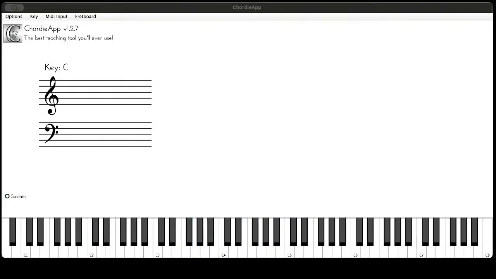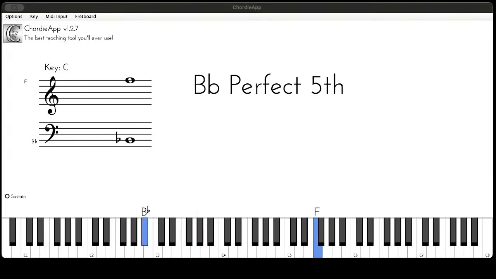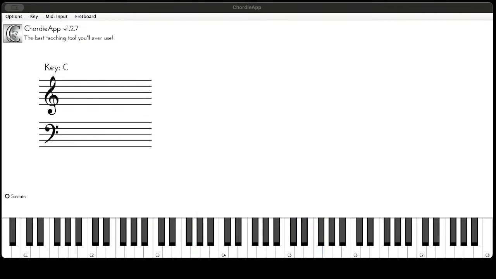Let's try it in a couple other keys. So let's do B flat. 1, 2, 3, 4, 1, 2, 3, 4. So these are the enclosures, and again now we play the scale.